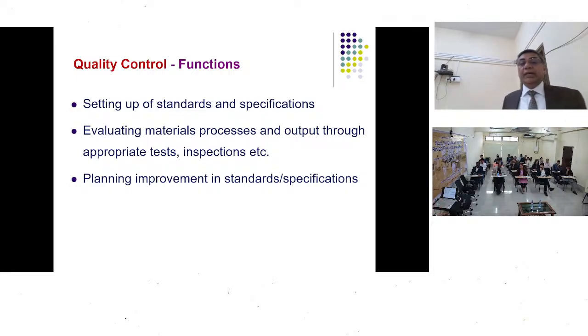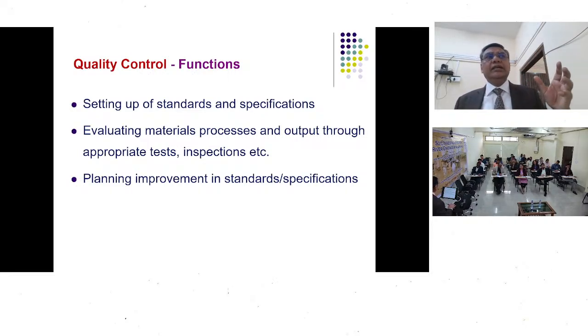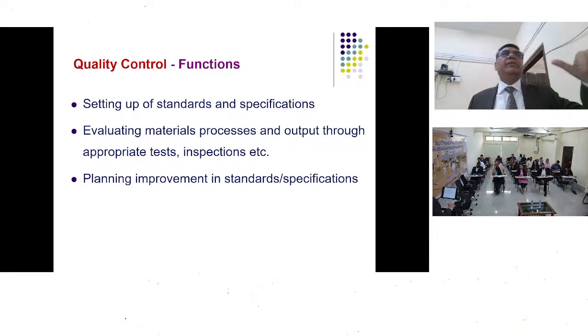So, evaluating material processes and output through appropriate test inspections, planning improvements in standards or specifications. It is during work itself that you will be able to understand that this particular material testing procedure is not adequately fitting what I require. Then you have to work on it. You have to discuss that maybe if we change this method of testing, I may get better results or a better way to evaluate the type of property I am trying to evaluate.